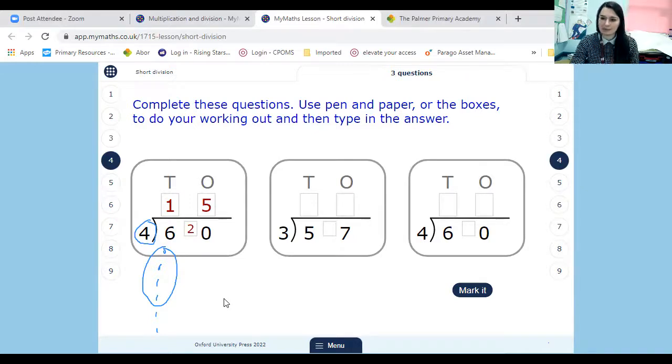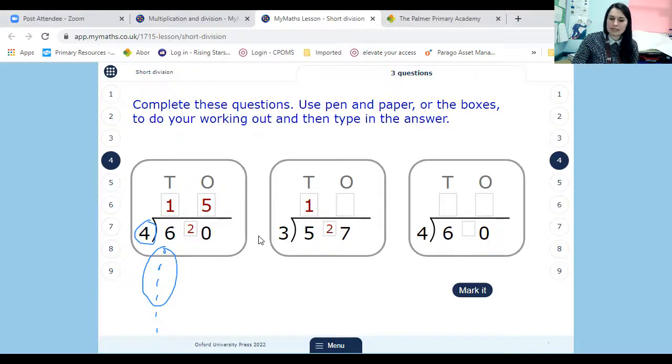Let's do the same, but this time I'm not going to do any drawing. Let's see if we can start doing this in our head. How many groups of 3 go into 5? Well, 2 groups of 3 is 6, so that's too many. Only 1 group of 3, and there would be 2 left over. 3, 4, 5. 2 left over.